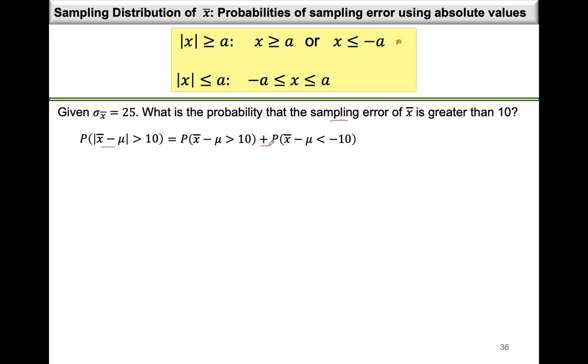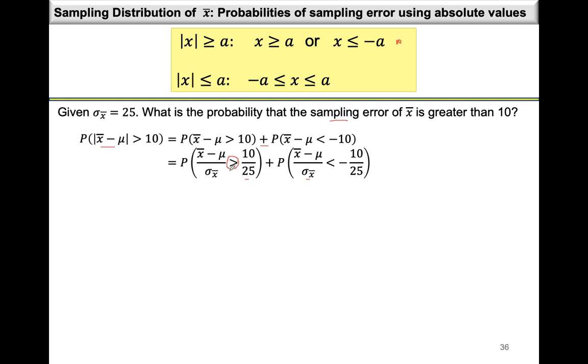When we standardize, we're going to divide all through by sigma X bar. So this will give us the probability of X bar minus mu divided by sigma X bar being greater than 10/25, which is the value of sigma X bar, plus the probability of X bar minus mu divided by sigma X bar being less than -10/25. As you can see, in this first probability, we need to find the area to the right of 10/25. Since our tables only give us the area to the left, we're going to take 1 minus the area to the left in order to find the area to the right.